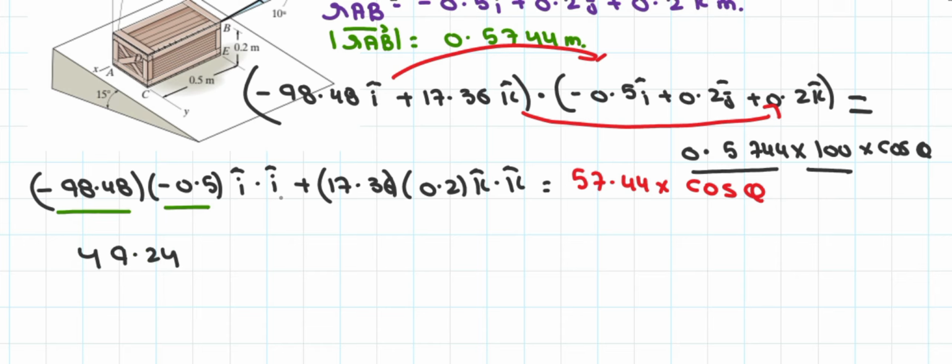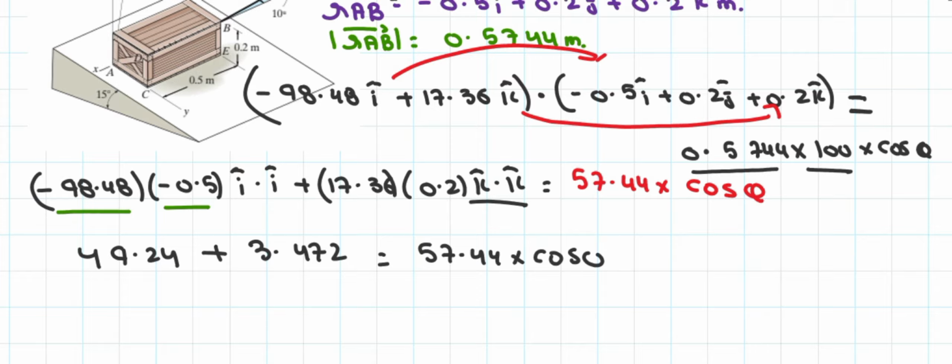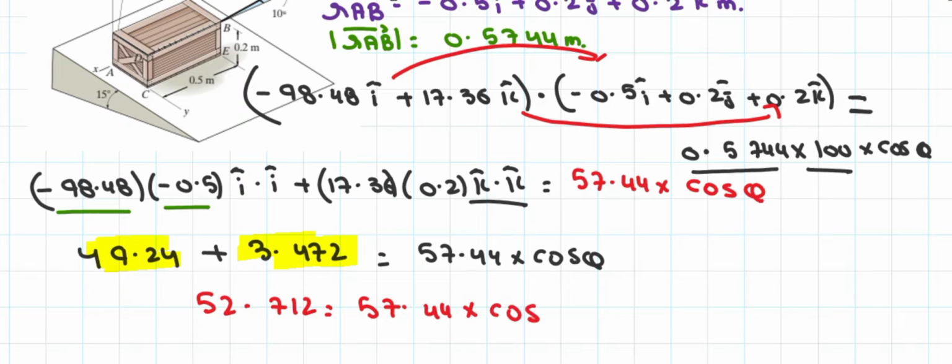So this could be written as 49.24, and i dot i is equal to 1. Similarly, with positive sign 17.36 into 0.2, it will become 3.472 k dot k, and it is nothing but 1, which is equal to 57.44 into cos of theta. Now add 49.24 with 3.472. So this could be written as 52.712. So 52.712 is equal to 57.44 into cos of theta.